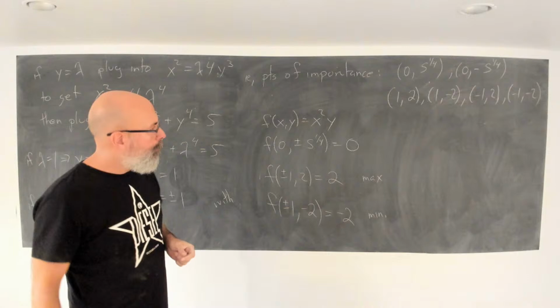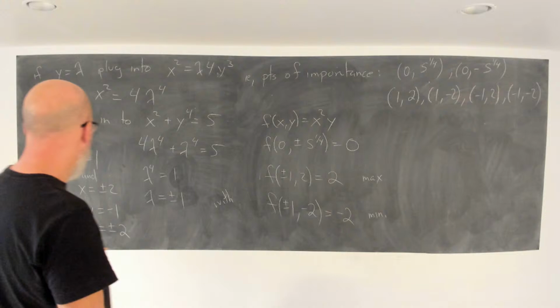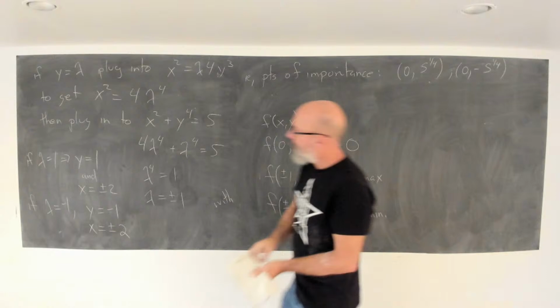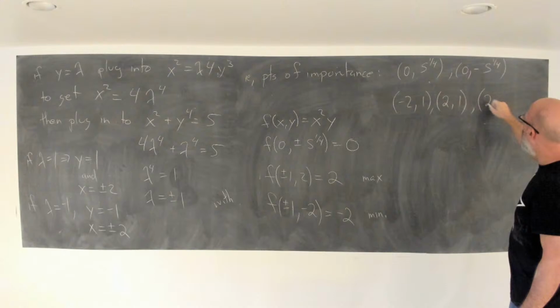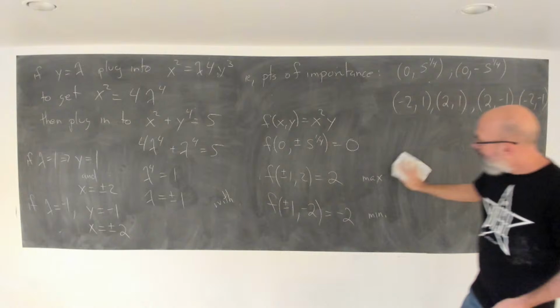Are the points 2, 1? Oh no, what have I done? Thank you. These are not the points. It's the x. Minus 2, 1. 2, 1. And 2, minus 1. Minus 2, minus 1. Thank you. This is completely wrong. Let's fix it.